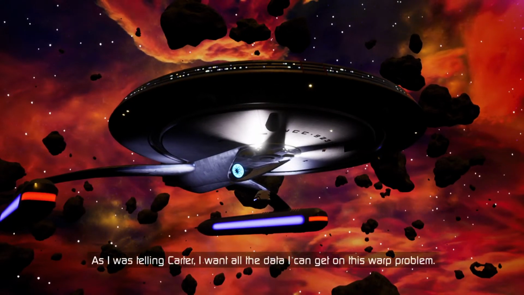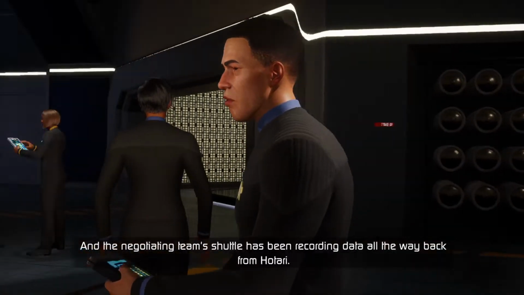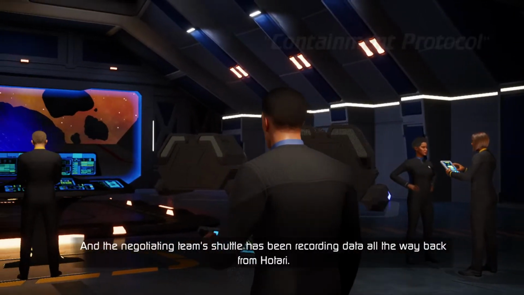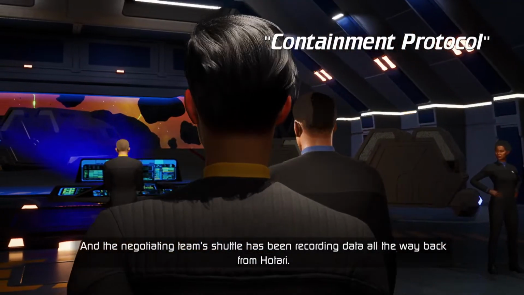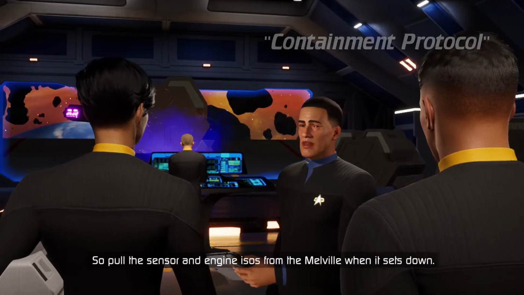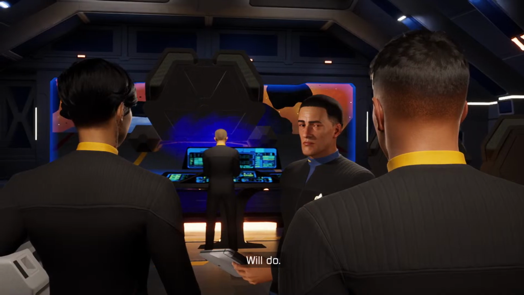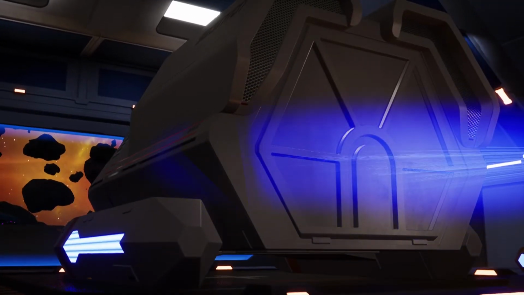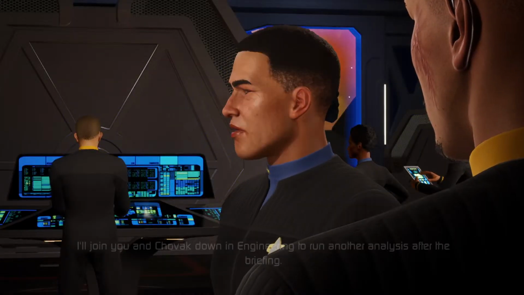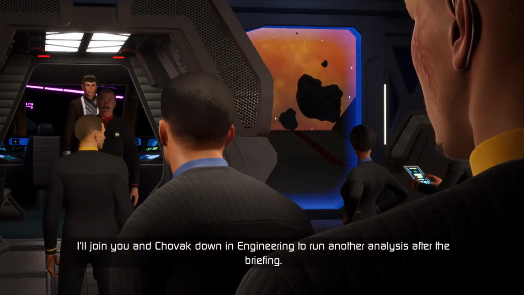As I was telling Carter, I want all the data I can get on this warp problem. And the negotiating team's shuttle has been recording data all the way back from Hotari. Even better than our probes. So pull the sensor and engine ISOs from the Melville when it sets down. Will do. I'll join you and Chovak down in engineering to run another analysis after the briefing.